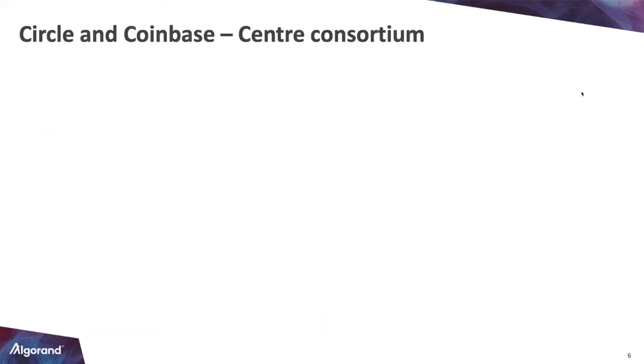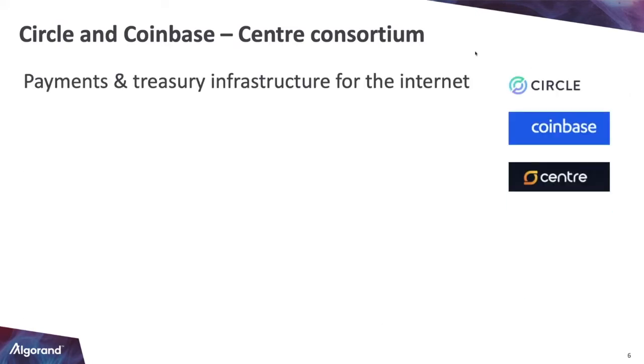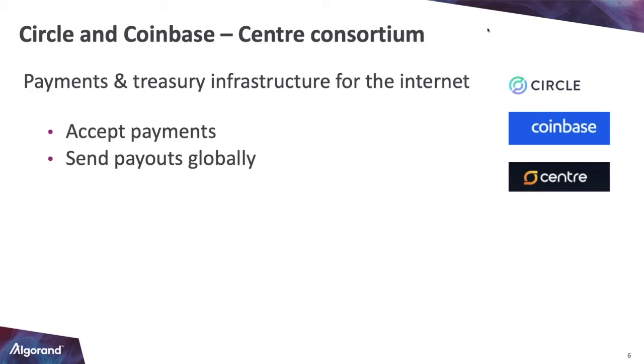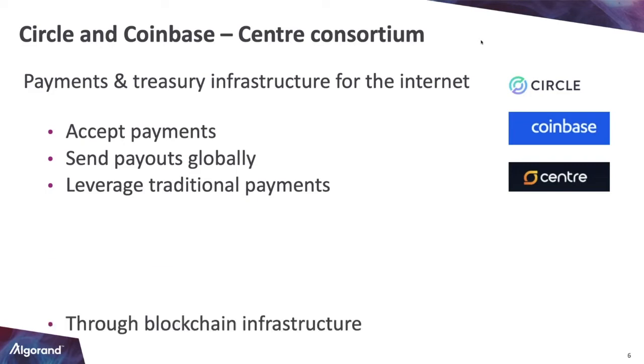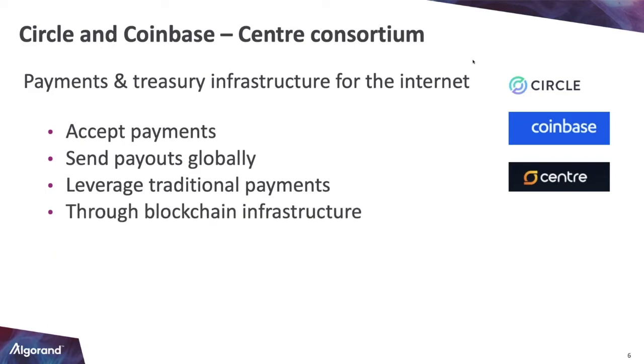Then let's take a look at one more here, Circle and Coinbase, a Centre Consortium. Actually, the two entities, Circle and Coinbase, joined forces to form this consortium. And what it's all about is payments and treasury infrastructure for the internet. So it's built to accept payments and send payouts globally. And how does it do that? Well, it can leverage traditional payments through credit cards and bank accounts, or it can also do it through blockchain infrastructure. So that really makes it accessible globally and very scalable as well as efficient.